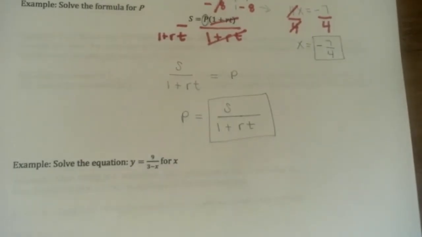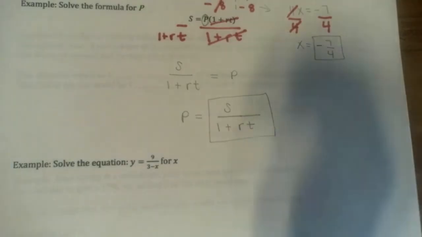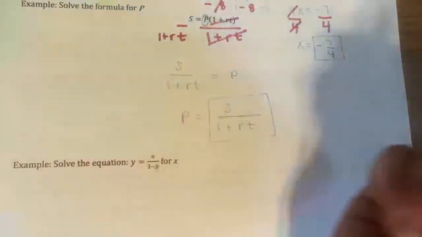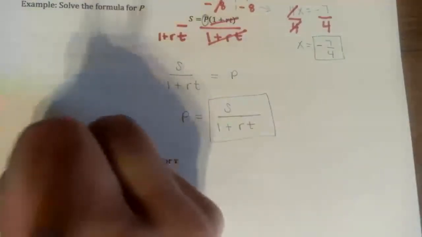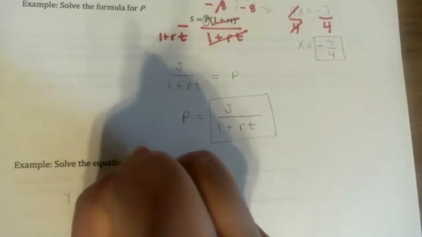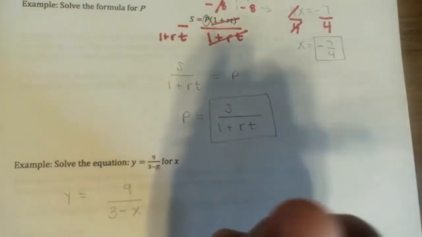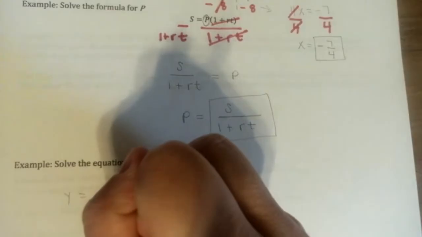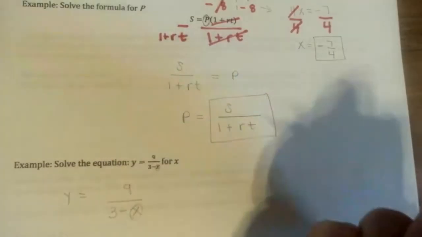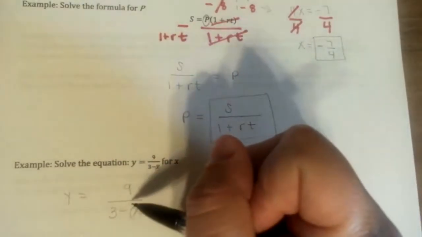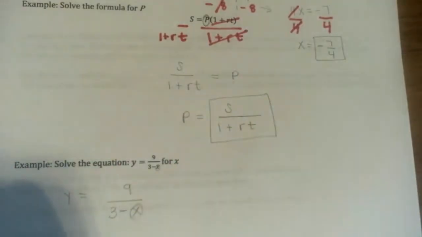So solve the equation y equals 9 divided by 3 minus x. And we're trying to get x by itself. So I'm just going to rewrite it. So y equals 9 over 3 minus x. I only have one x, so that's good. But I notice it's on the bottom of my equation. So I want to get it to the top of my equation so I can get it by itself. So we have 9 divided by 3 minus x.